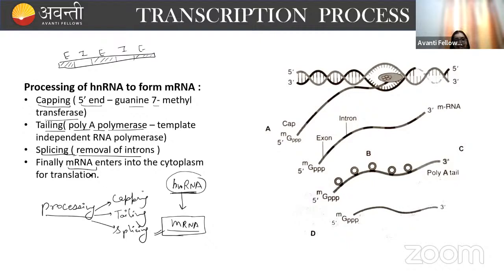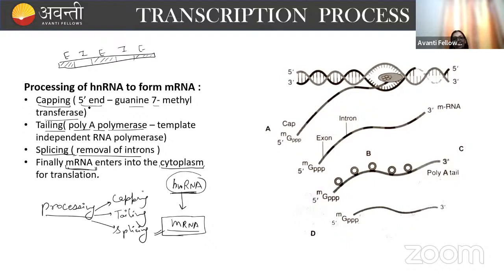And finally, the final transcript is known as mRNA, and now this mRNA will be transferred from the nucleus into the cytoplasm through the nuclear pore, because the nucleus has nuclear pores, right? So this mRNA, after processing, will enter into the cytoplasm for translation. In prokaryotes, transcription and translation take place in the cytoplasm, but in eukaryotes, transcription takes place in the nucleus and translation occurs in the cytoplasm, because the ribosomes are present in the cytoplasm. Remember this very important point.